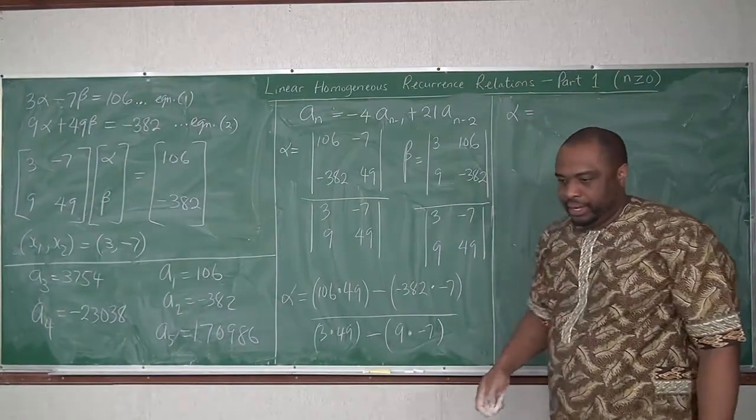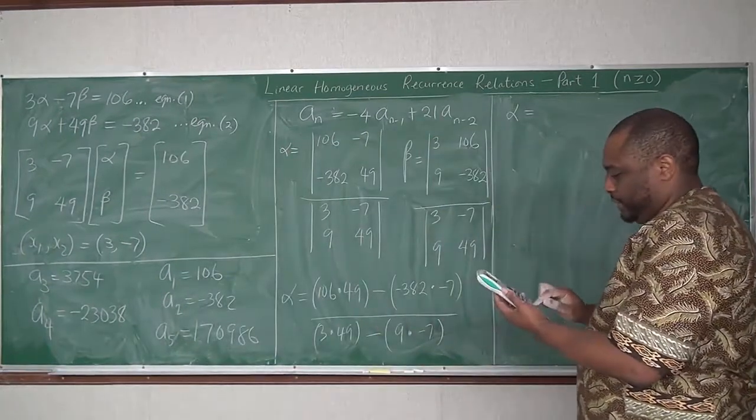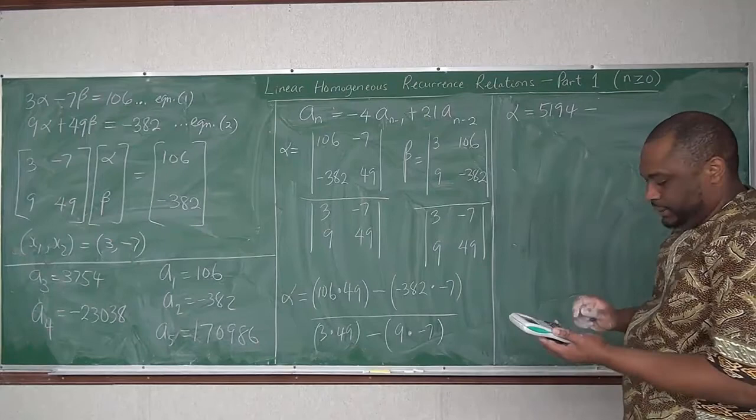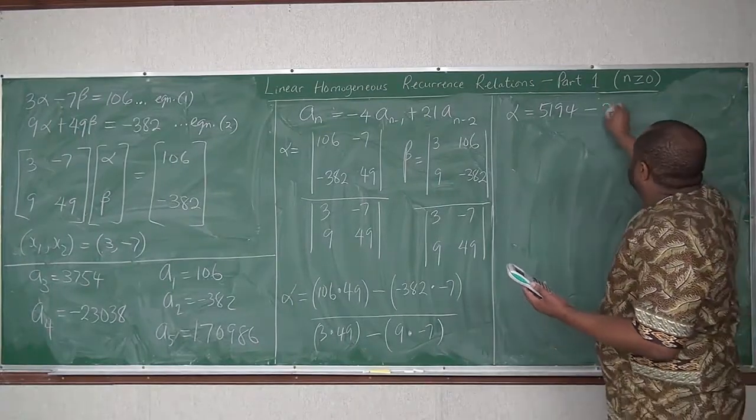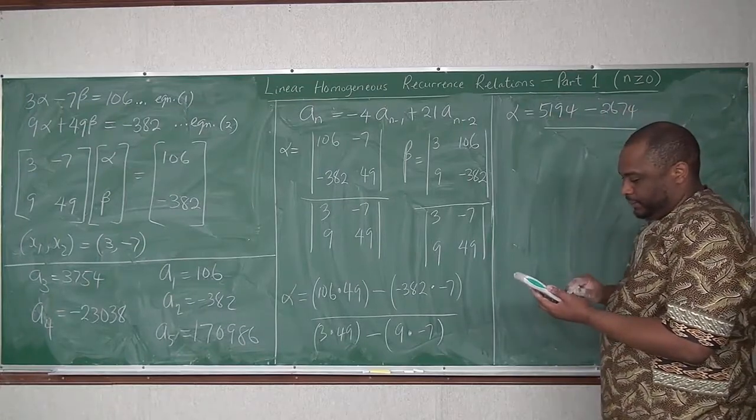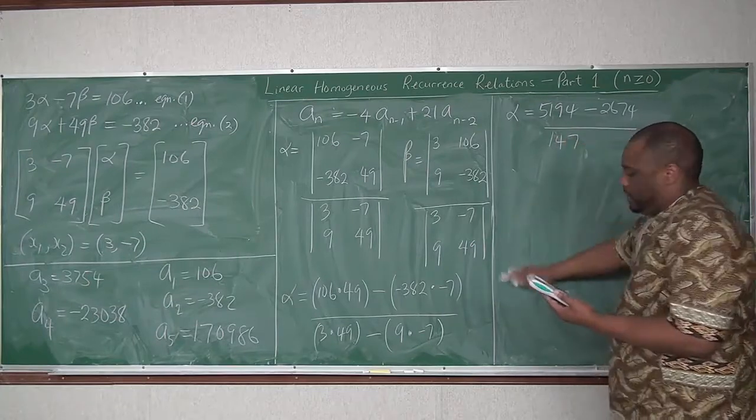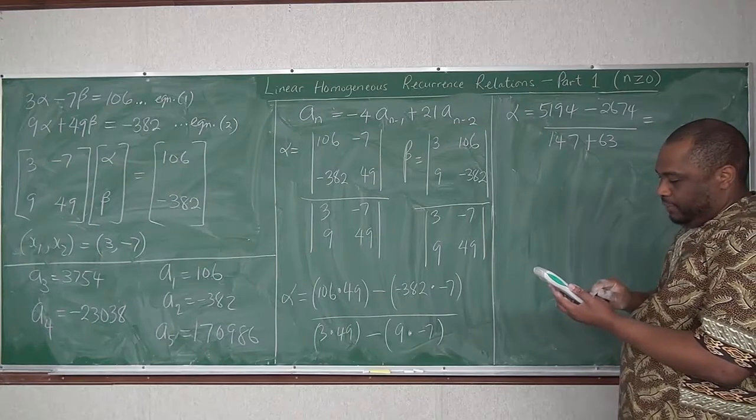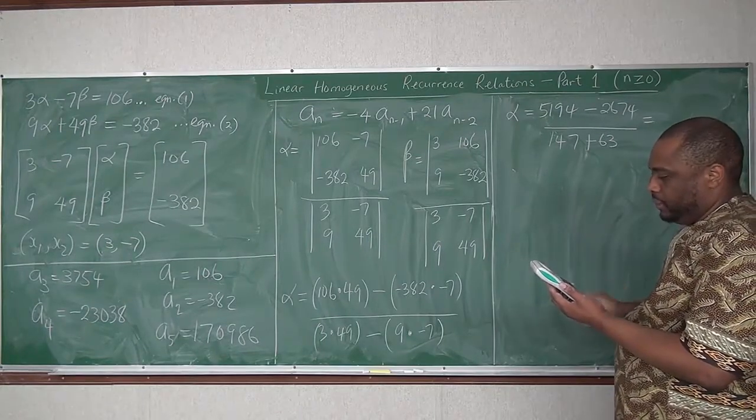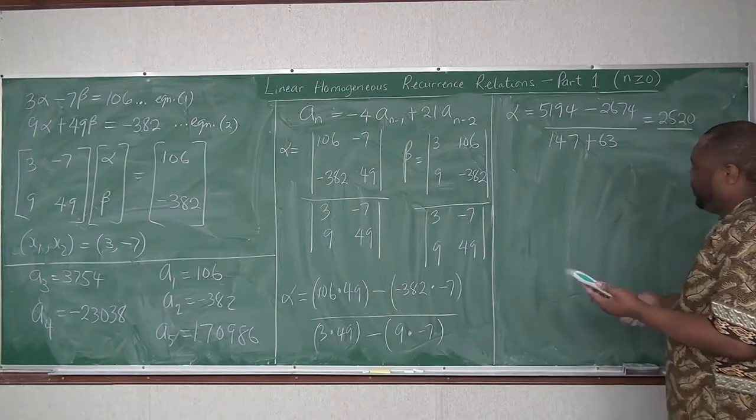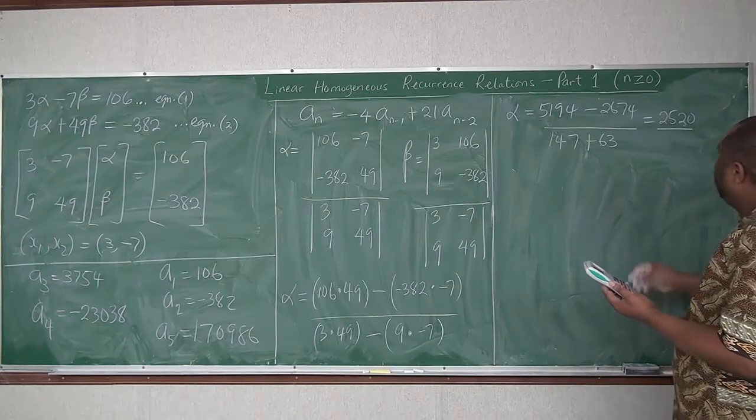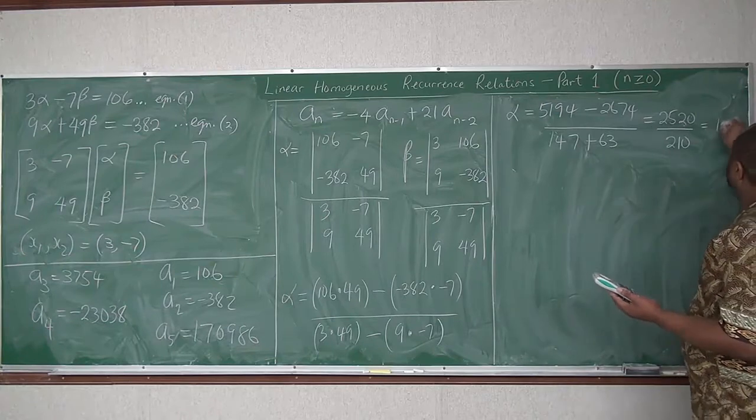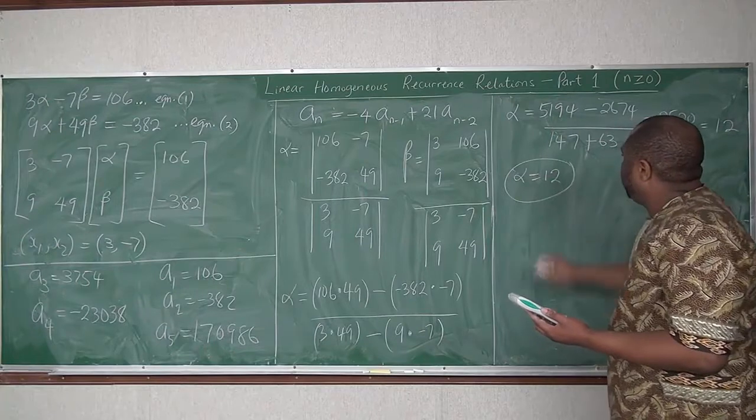Okay, so our alpha would be 106 times 49 is 5194, minus times minus is plus 382 times 7 is 2674, all over 3 times 49 is 147, minus times minus plus 63. So we have 5194 minus 2674 is 2520, all over 147 plus 63 is 210. So 2520 divided by 210 is 12. Okay, our alpha is 12. We keep that, we need it.